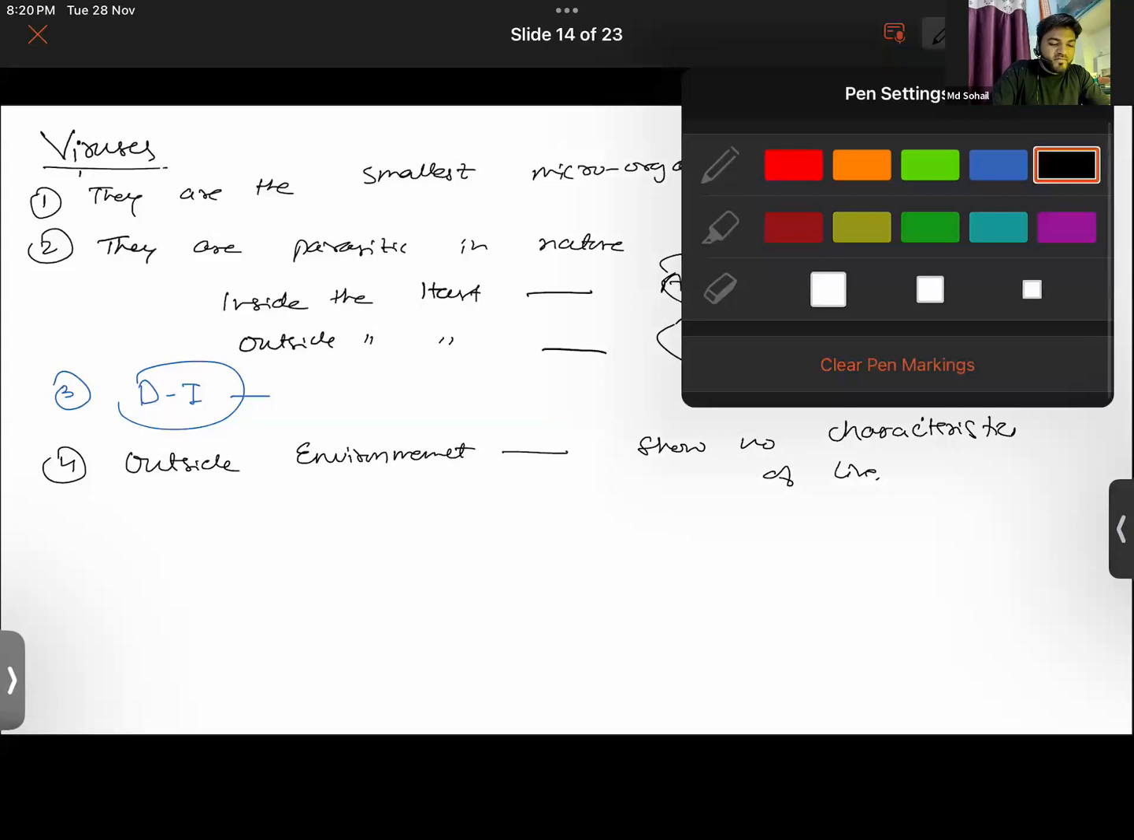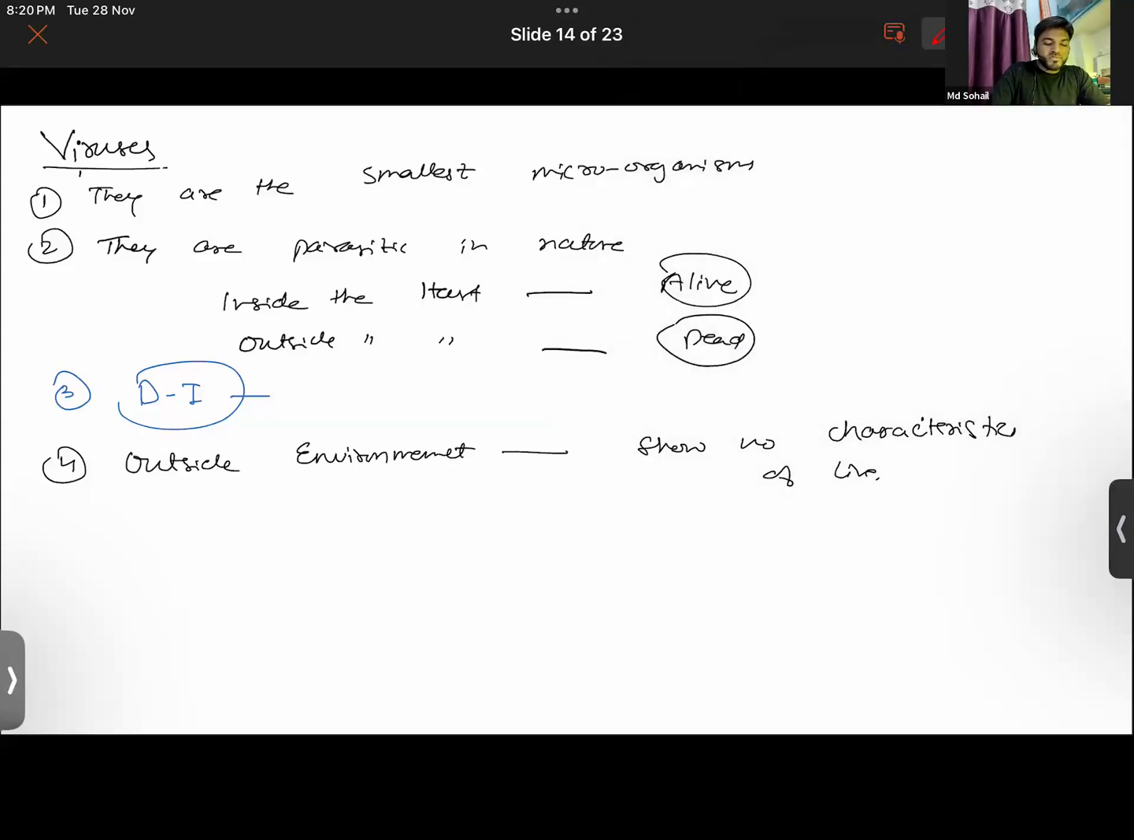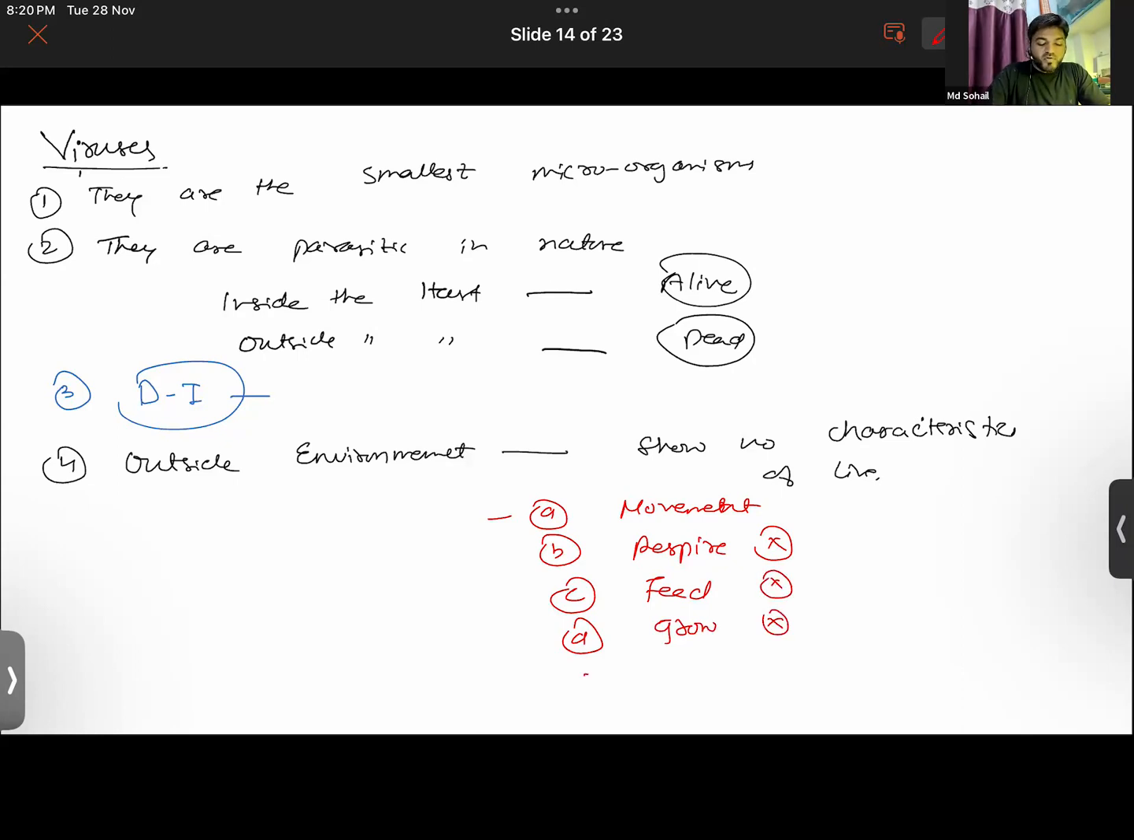What are the characteristics of life? How do we distinguish that a certain organism is alive? Movement, and apart from this, respiration. No respiration will be seen in it. It will not feed, because it is not getting nutrition outside the host body. It will not be growing, and it will not be reproducing.